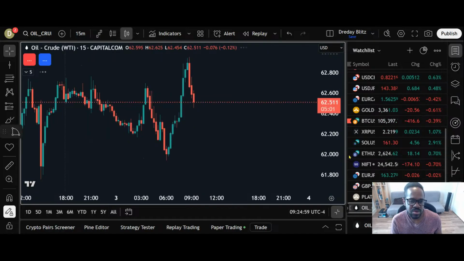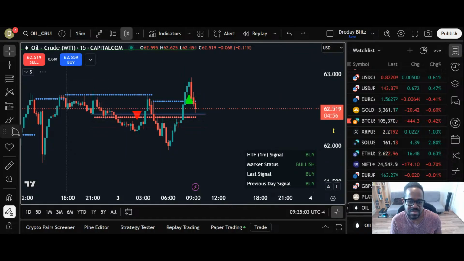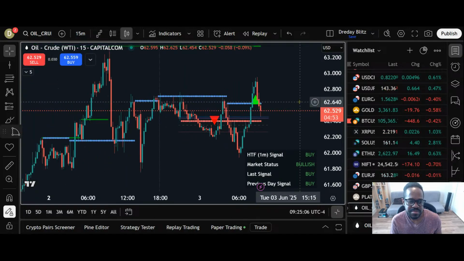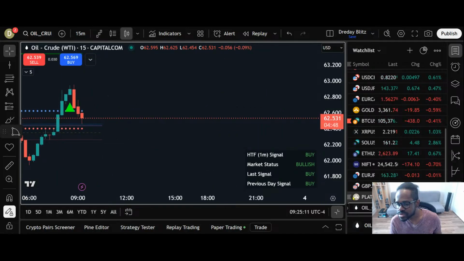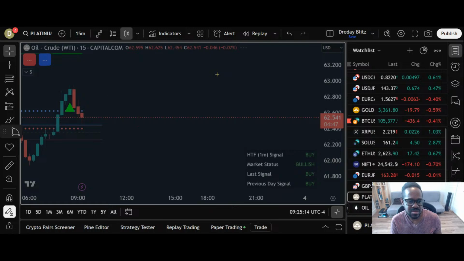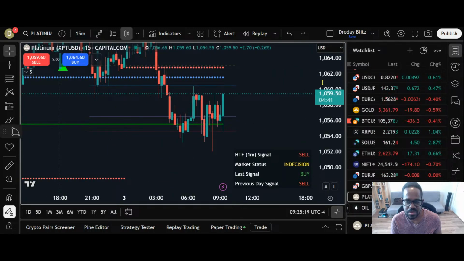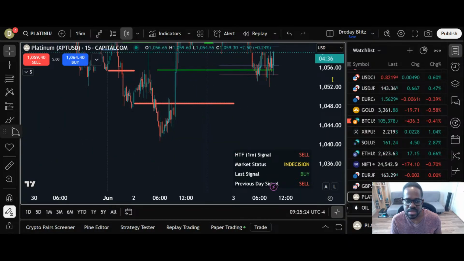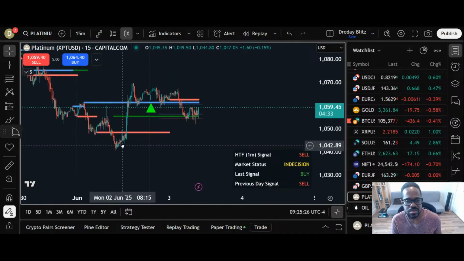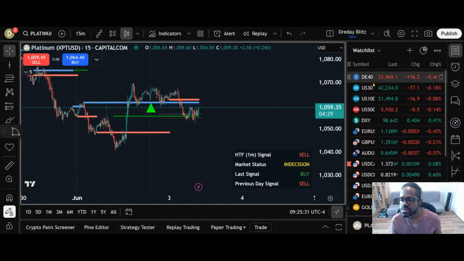Let's look at the oil. Oil is bullish here. And I'm just going to look at platinum. Just looking at other markets here to see exactly how everything is moving. So platinum was bullish here, yeah, we're bullish from here. Started to break down, so perfect.